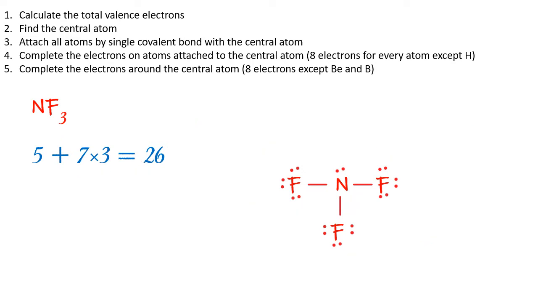Now let's move to our next example, that is water. Now here we use the same 5 steps. First, calculate the total valence electrons.